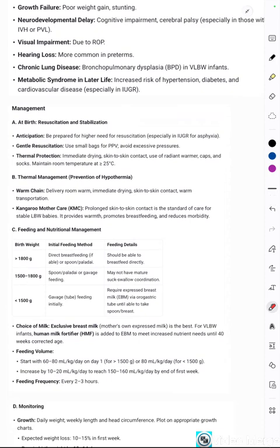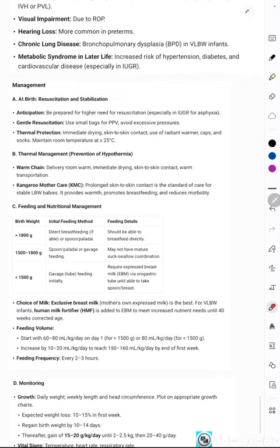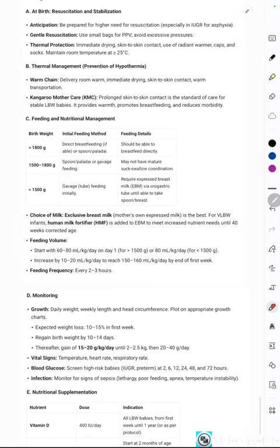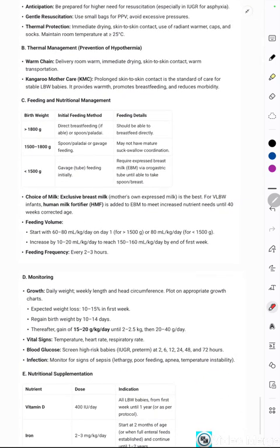premature rupture of membranes, it will lead to a low birth weight baby. Then spontaneous anticipation for IUGR. And similarly, gentle resuscitation should be done. Euthermia should be maintained by drying, skin-to-skin contact, and use of a radiant warmer. Maintain the room temperature at more than 25 degrees Celsius. Then warm chain can be established, as well as kangaroo mother care, promoting the skin-to-skin contact as a standard of care for low birth weight babies.